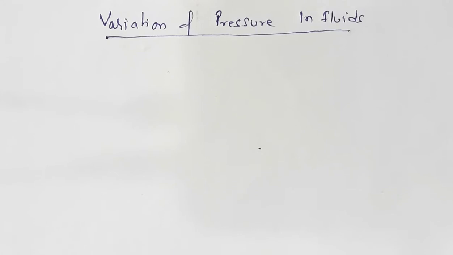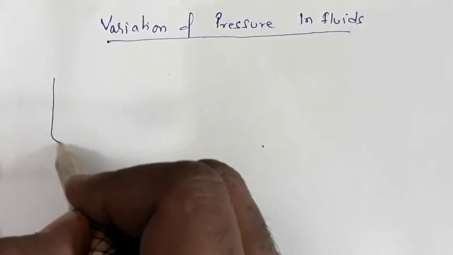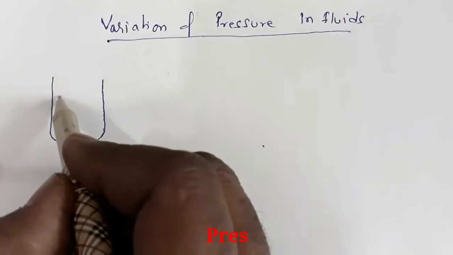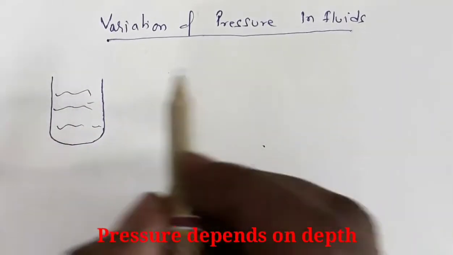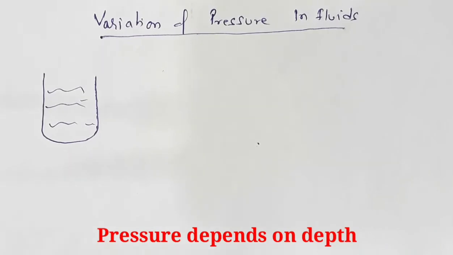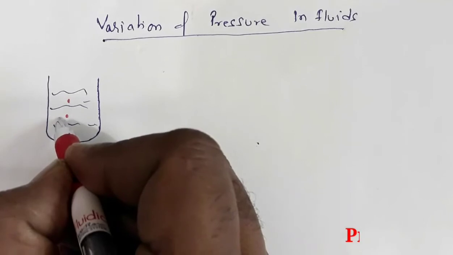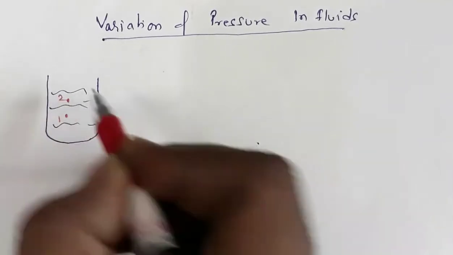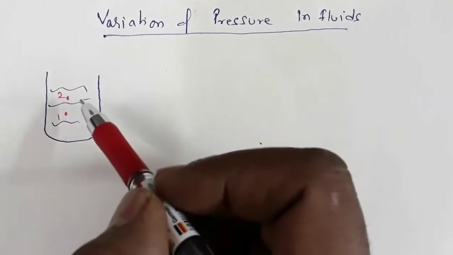Today in this video we are going to explain the topic variation of pressure in fluids. Now basically, if you have a vessel containing some fluid, okay. Now if I consider 2 points, so this is point 1 and this is point 2. Now these 2 points are within the fluid.